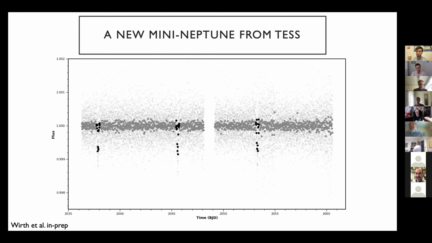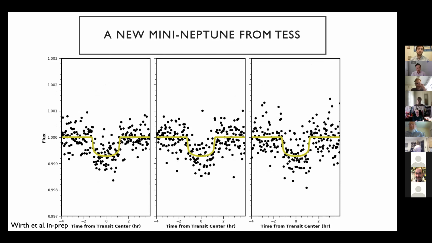And so since this is such a variable light curve, as I mentioned before, we wouldn't really be able to pick this out from the ground by any means. So here are 3 gorgeous TESS transits.